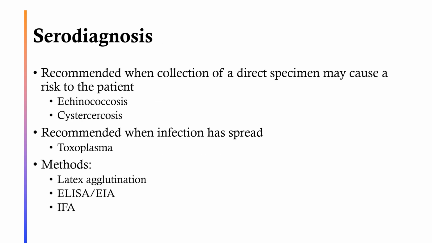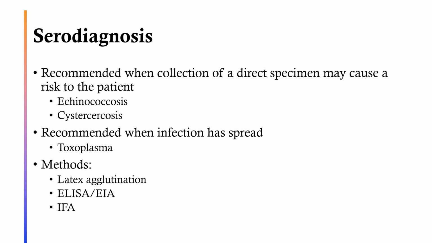Now, serology typically is recommended when collection of a direct specimen might cause a risk to the patient. For example, if we are looking at hydatid sand in various tissue cysts from Echinococcus, this can be very detrimental to the patient as these cysts can rupture and the hooklets can embed themselves and cause pain for the patient. We can use it in cysticercosis situations as well. It just depends on the patient. It's also recommended when the infection has spread to various other areas of the body.